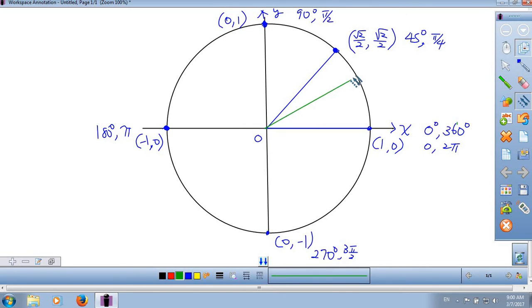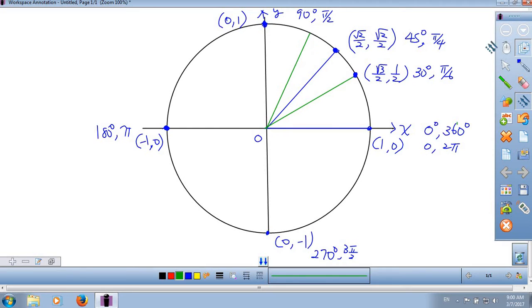Let's do 30 degrees. 30 degrees comes before 45 degrees. So the point for 30 degrees will have the first coordinate as the cosine of 30 degrees, which is square root of 3 divided by 2, and the sine of 30 degrees is going to be 1/2. So this point will have the ordered pair square root 3 over 2 and 1/2, and this is pi over 6. All right, let's do one more.